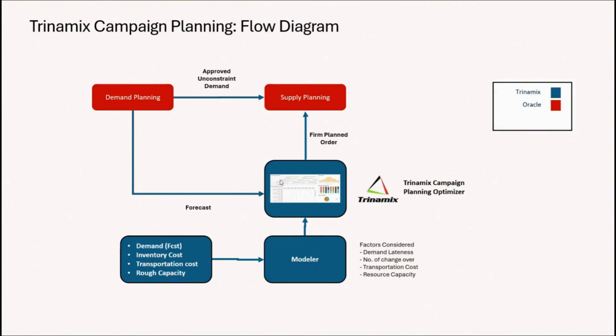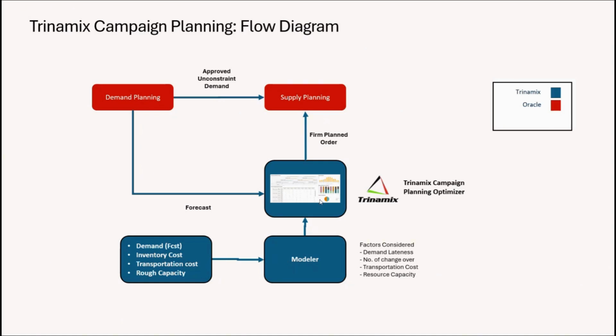The Trinamix Pass solution seamlessly integrates with the demand planning systems to access forecasted sales data. The module enables the user to define key parameters such as demand lateness threshold, the number of allowed changeovers, and much more. The master data, including the bill of materials, available resources, and organizational structure, is imported from ERP systems.